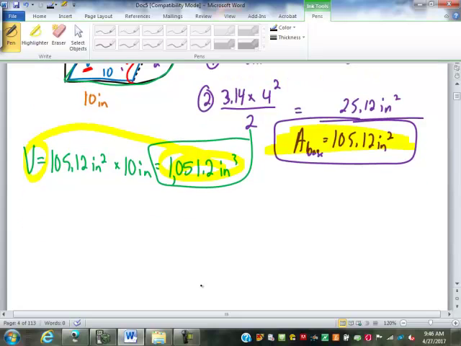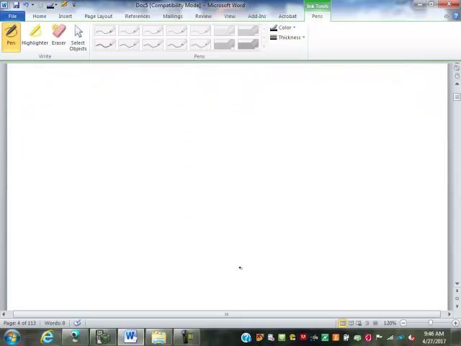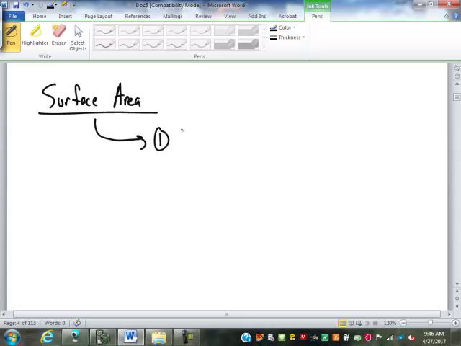Next, we want to talk about surface area. Surface area is going to be split into two parts. Part 1 is area of the base or bases.